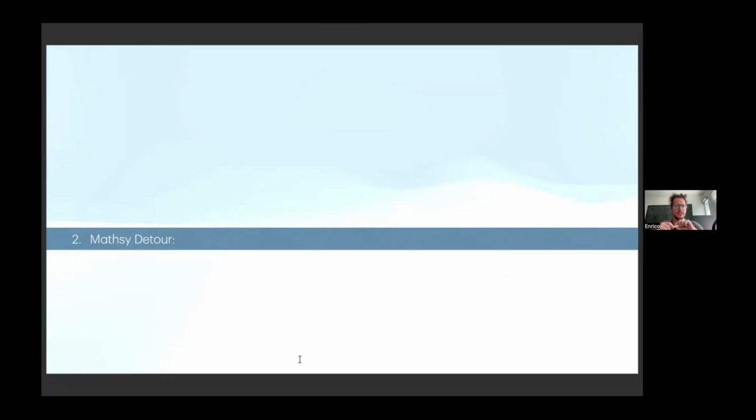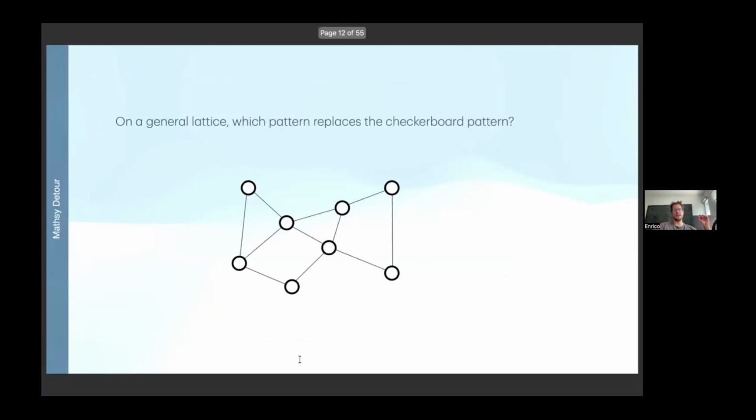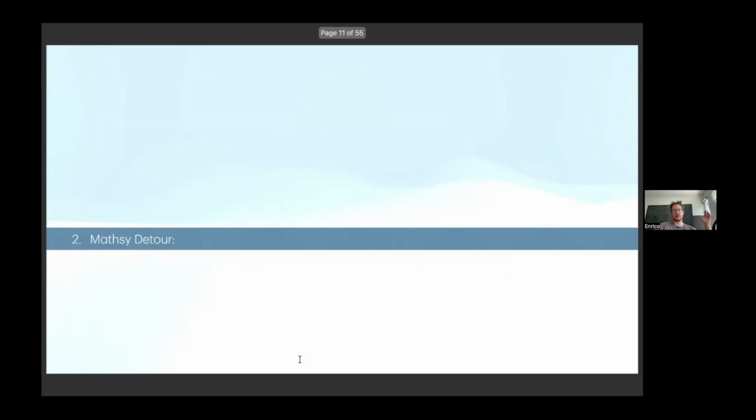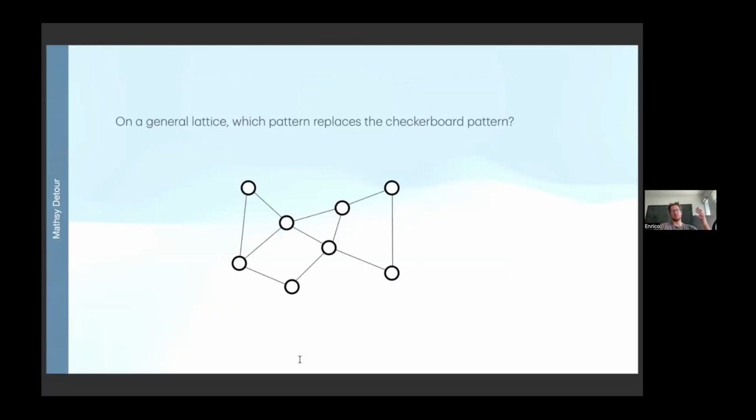If the physics is clear, let's take a detour in the math literature. It's going to be very easy, don't worry. And so now let's consider a general graph, a network. So no symmetries, no spontaneous symmetry breaking, nothing physical, not even temperature. I just give you a graph, as simple as that. And I ask you, on a general lattice, which pattern is going to replace the checkerboard pattern?